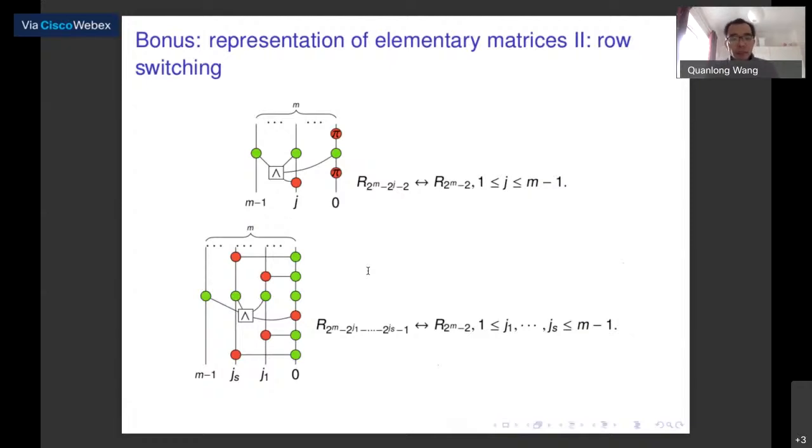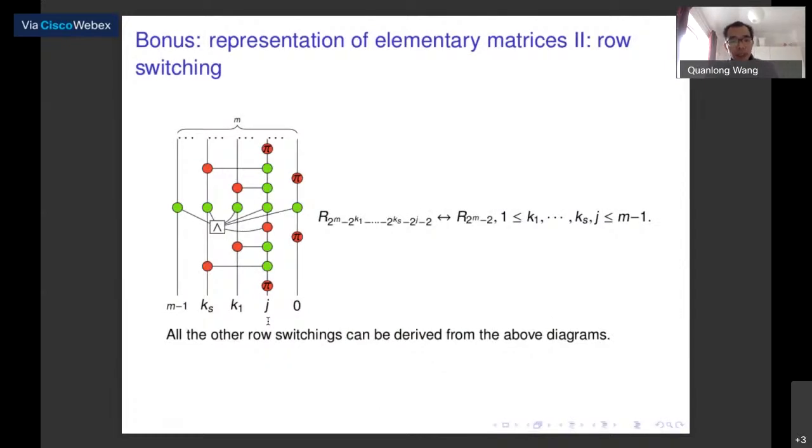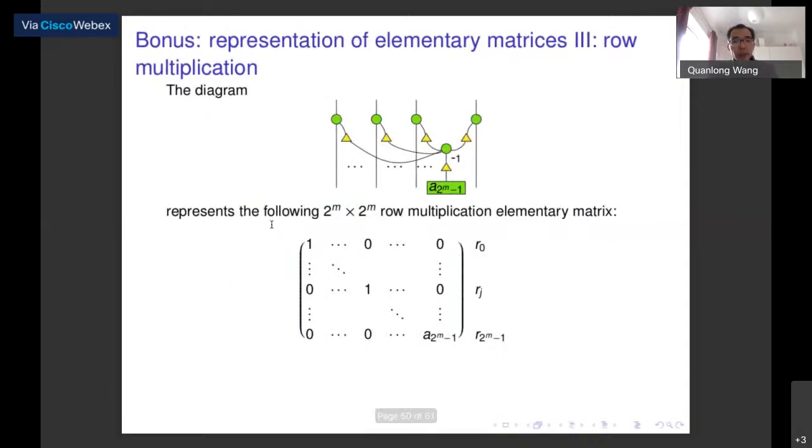And there are not just this kind of switching. We have also other types of switching. It's a little bit more complicated, but if you pay attention to this index, then this kind of switching can be represented by this diagram, and that kind by this diagram. Basically, that means you can do all of these kinds of things. The last one, a little more complicated switching, can be represented by this diagram. All the other row switchings can be derived from these diagrams. So that means you can do row switching and row addition.